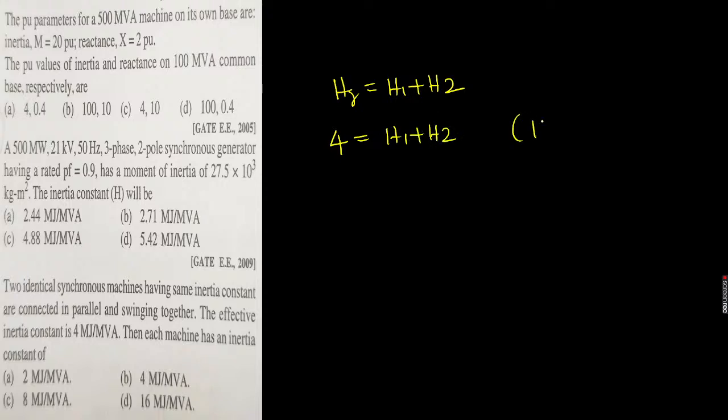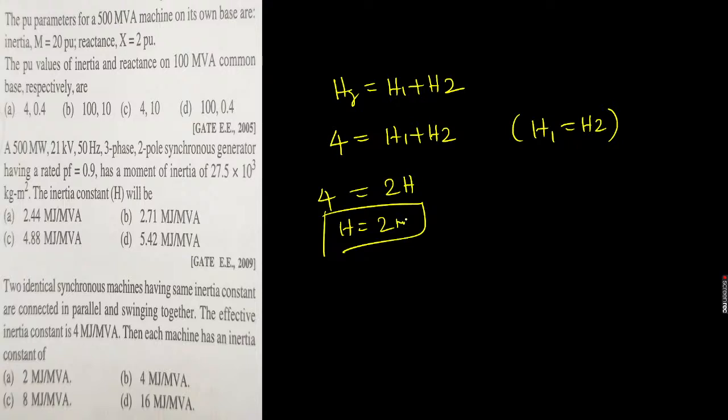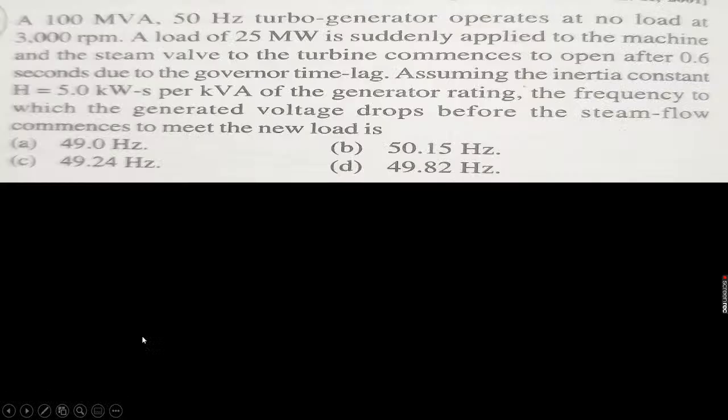But they told both are what? Identical. Identical machines means H1 equal to H2. So I can say 2H equal to 4. So for a single machine, it will become 2 megajoule per MVA. So the correct answer is what? Option A.